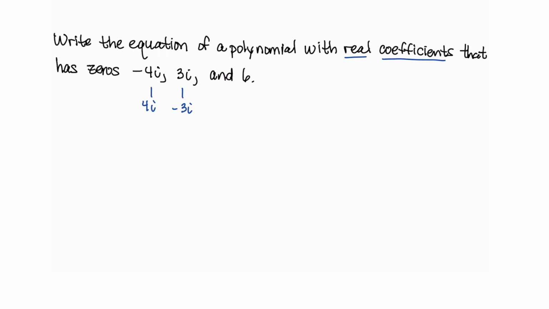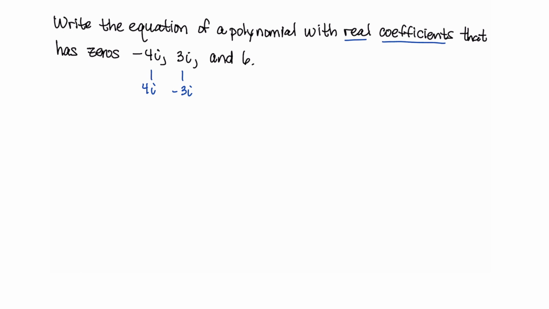So by the linear factorization theorem, we know that f of x is equal to, let's just go step by step through all the zeros. Negative 4i means that x plus 4i is a factor. If 4i is a zero, that means x minus 4i is a factor. 3i corresponds to x minus 3i. Negative 3i corresponds to x plus 3i. And 6 corresponds to x minus 6.